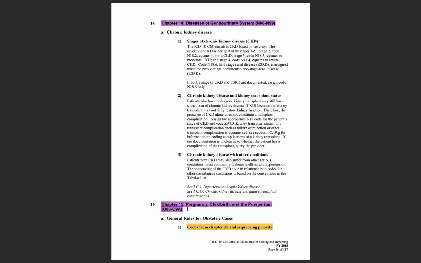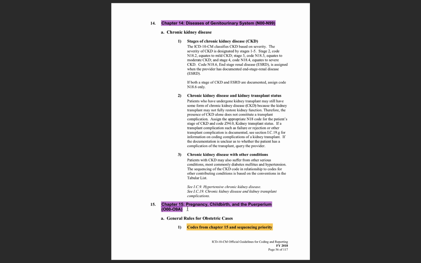Let's talk about Chapter 15, the Pregnancy and Childbirth section. I like to think of this section as O for obstetrics, so the codes start with O, and I can easily remember that this is the pregnancy section. General rules for obstetric cases.